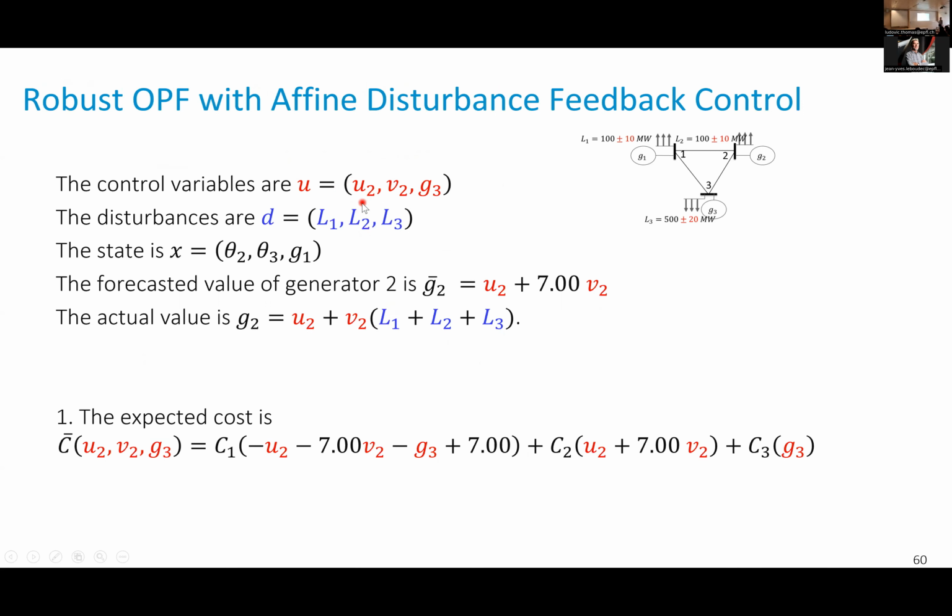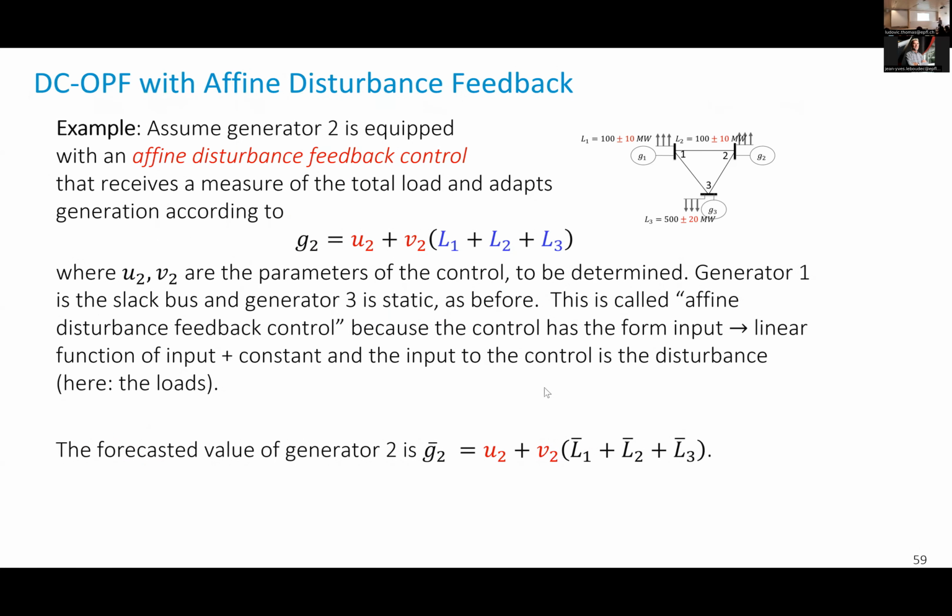So I have now a framework like before, except that my control variables are now a bit more complicated. There are the two parameters of the control of generator 2, U2, V2. I could do the same for generator 3, but for simplicity of this example, I don't do it. So G3 will have a fixed set point here. The disturbances are the same as before. The state is the same as before. The forecasted value is U2 plus 7V2. Why 7V2? Well, because 7 is the expected value of the sum of the loads here.